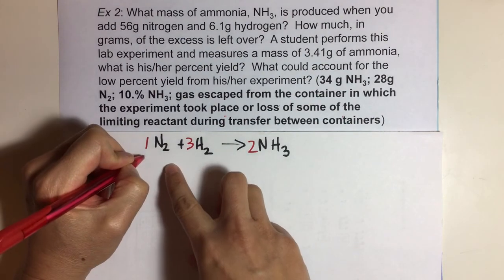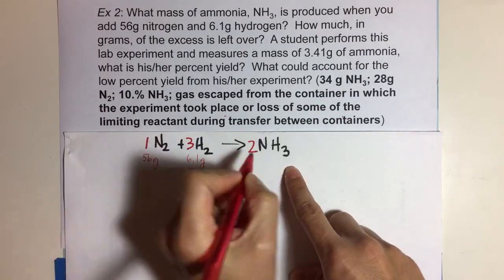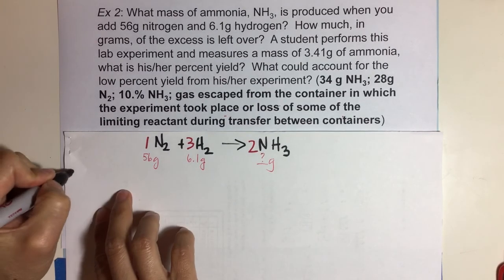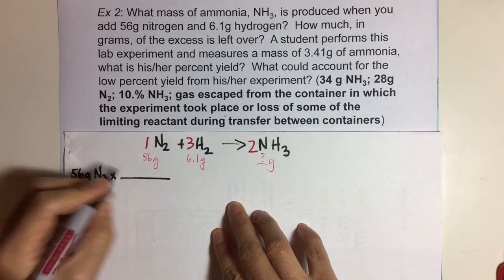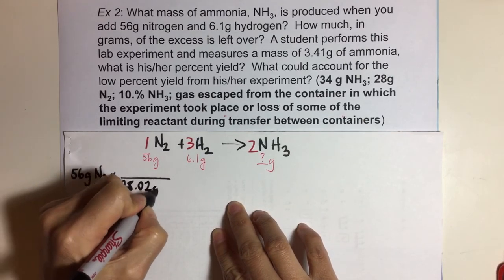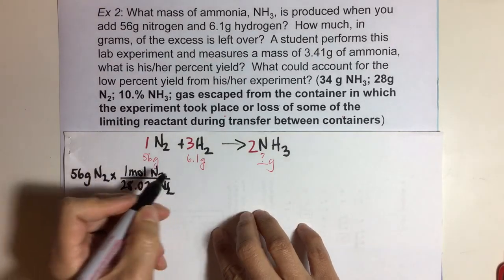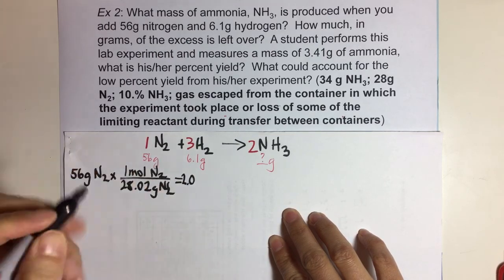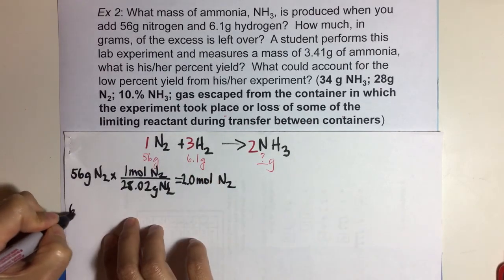And then I start off by writing out what I'm given. It's nice to write out what's given. So I have 56 grams here of nitrogen and 6.1 grams here. I'm asked to find how much in grams of my products and also my excess. So let's go ahead and begin. First things first, convert your grams to moles. It's 2 moles. Nice number. 2 moles of N2.